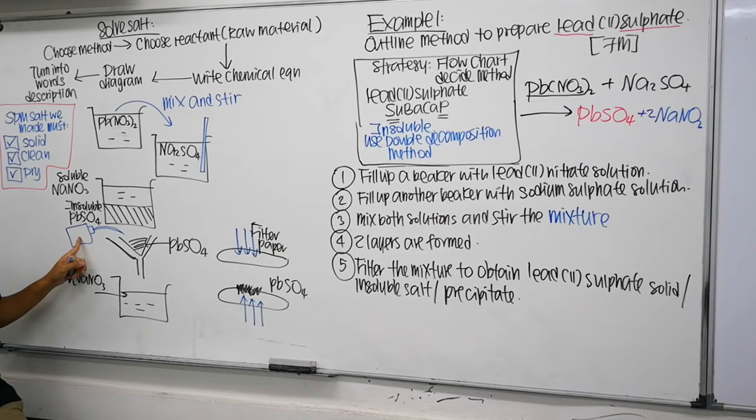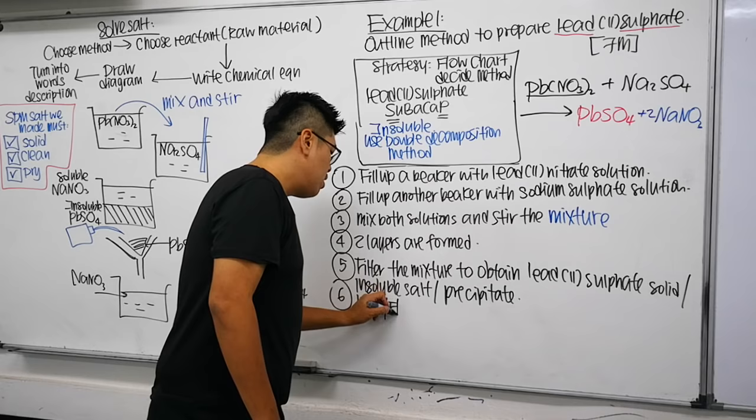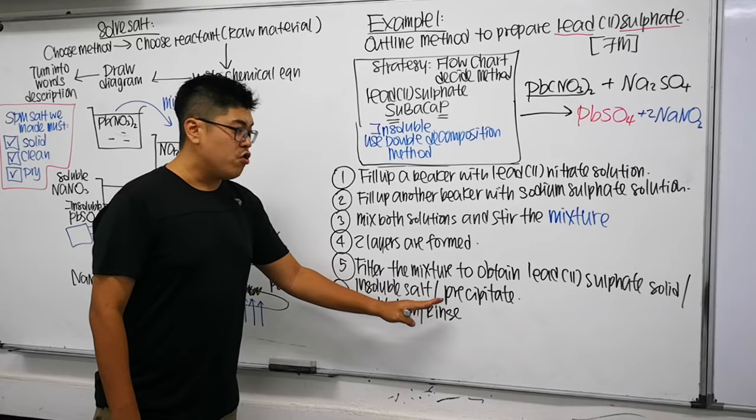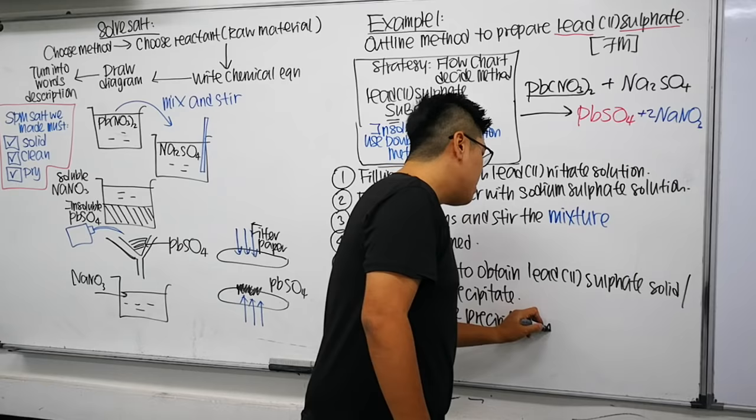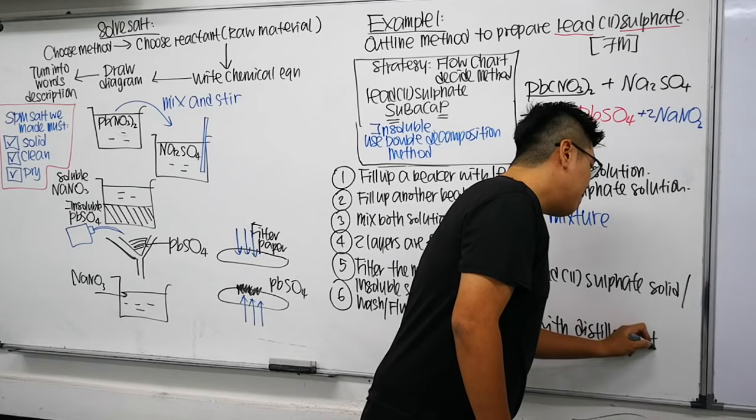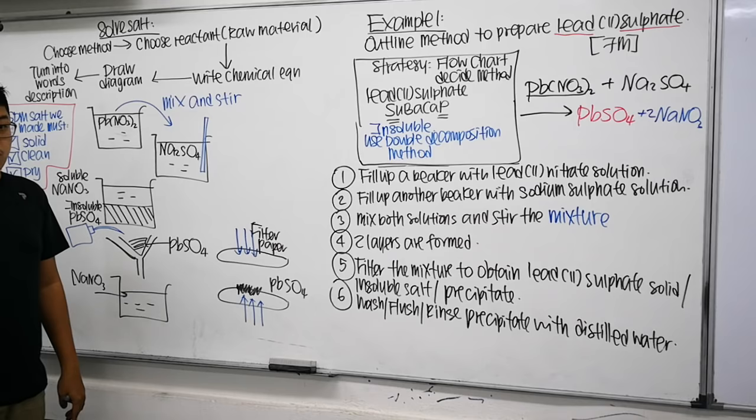Okay, now from the picture, what else do you do here? You wash it. You can use the word wash, flush, or rinse. All are okay. You wash, flush, or rinse the precipitate, or so-called lead sulfate, with distilled water. It must be distilled water. It cannot be tap water because tap water is not clean. Clear? The cleanest water in the lab is distilled water. Get it? After flushing, fantastic, you already get a clean salt.